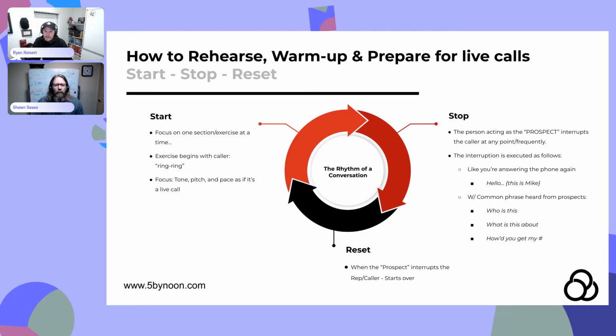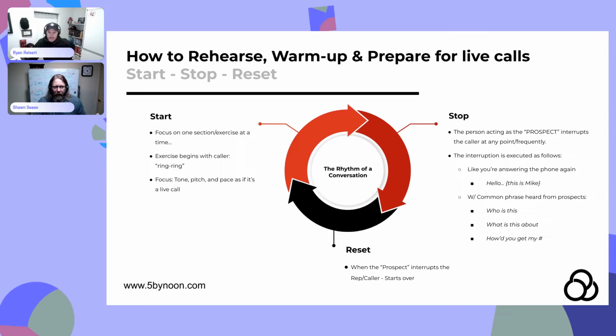And then the stop. What we're trying to do is get repetitions in, right? We're trying to get repetitions of the opening in. So the person receiving the call, the person pretending to be the prospect, is allowed to interrupt the caller at any time. And they'll interrupt by basically starting the call over by saying what Ryan did. Hi, this is Ryan, or hello, or whatever, just like they're answering the call.